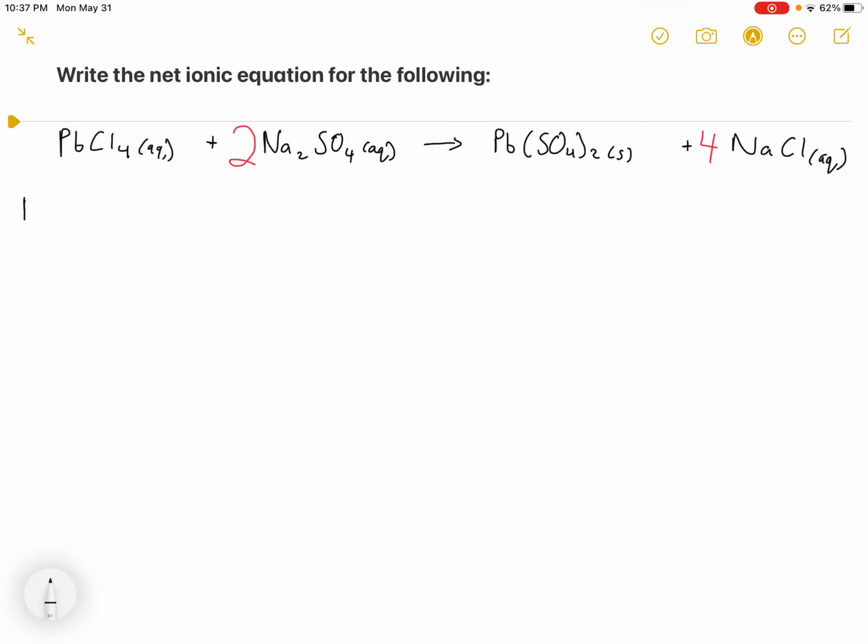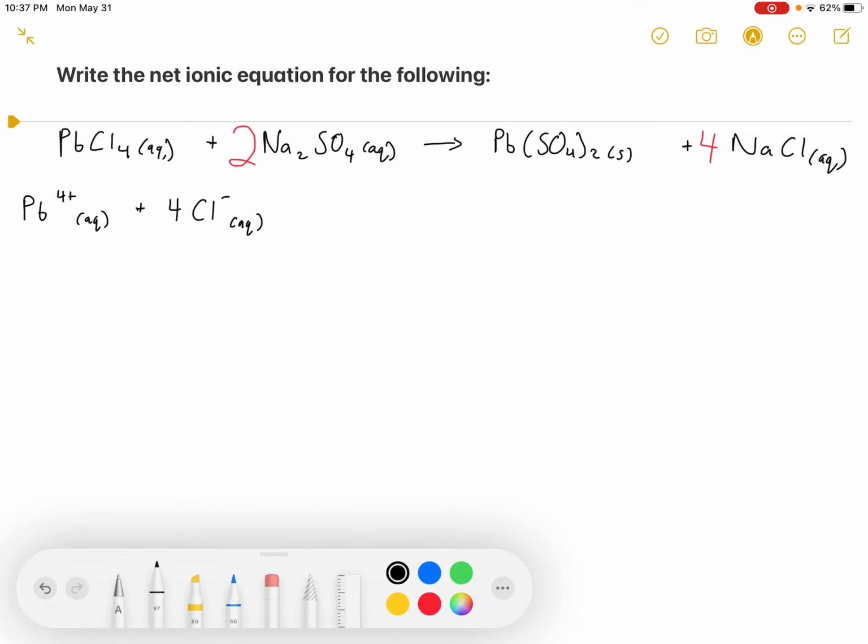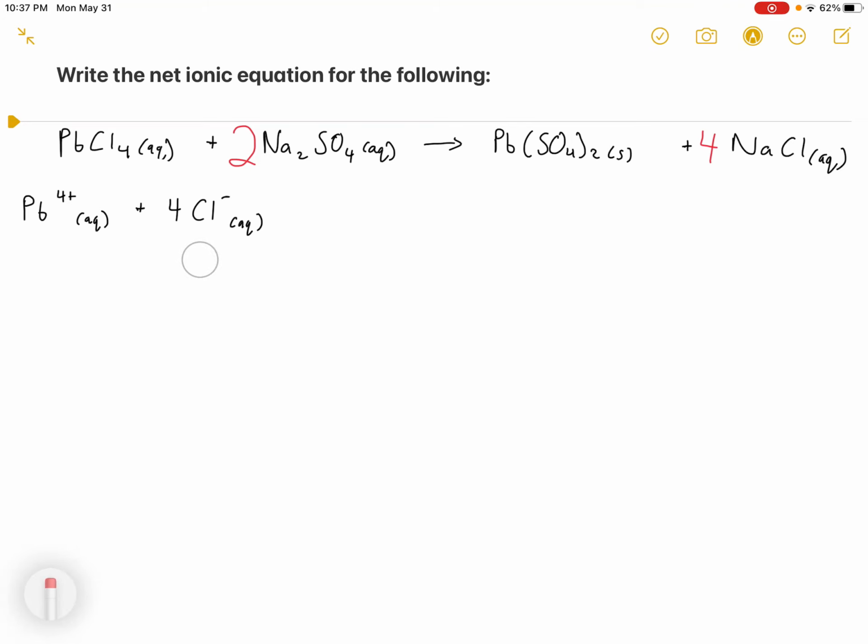So we will have lead with a 4 plus charge and 4 chlorine ions with a minus charge. Again, there we could figure out the charges because we know that chlorine is always going to have a charge of -1, and then we know that lead is a multivalent metal, so if there's 4 chlorines there has to be 1 lead with a 4 plus charge. So it's kind of like the opposite of the crisscross rule from Unit 1.